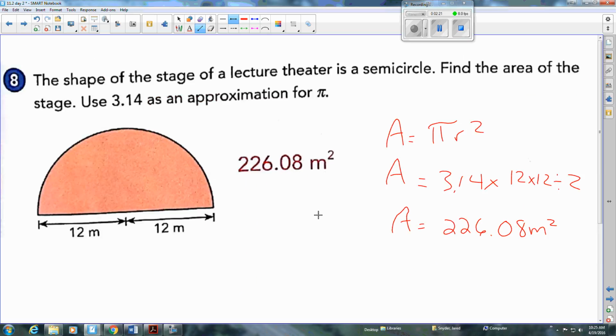The shape of the stage of the lecture theater is a semicircle. Find the area of the stage. Use 3.14 as an approximation for pi. So pi r squared. And we get area equals 3.14 times 12 times 12 divided by 2. The reason why I divided by 2 is because it's a semicircle. So we get 226.08.